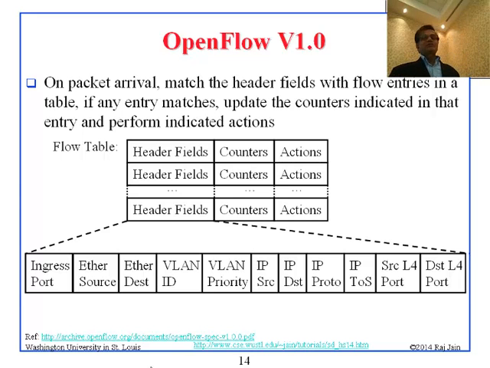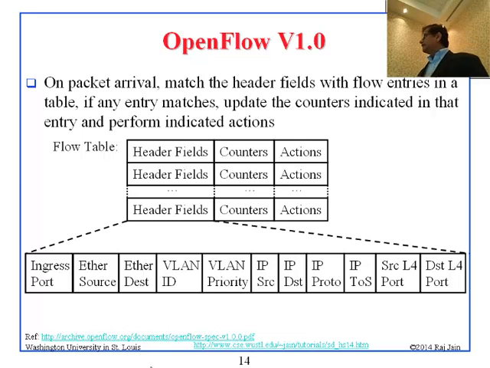OpenFlow version 0.0. So what OpenFlow says is that you have a table where we have the header fields, and each row has a header field. If this matches, then you implement these counters and do these actions. So what is in the header fields? Header field has ingress port. What wire did it come on?